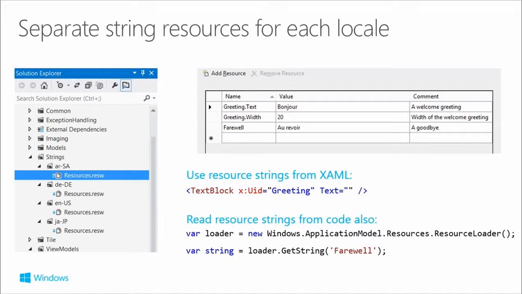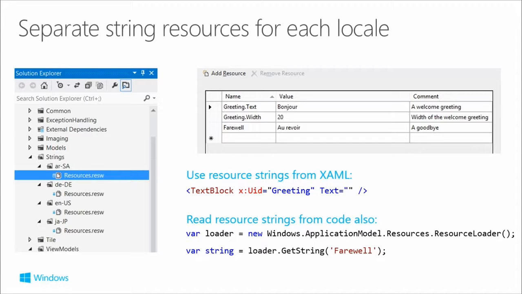The text property will be set to bonjour if the phone is set to the French language, and the width of that will be set to 20. So you can actually set any number of properties from the resource file just by using that x:Uid as a key into the resource file. And then you use the key, greeting, dot, and then whatever property you want to set on that.